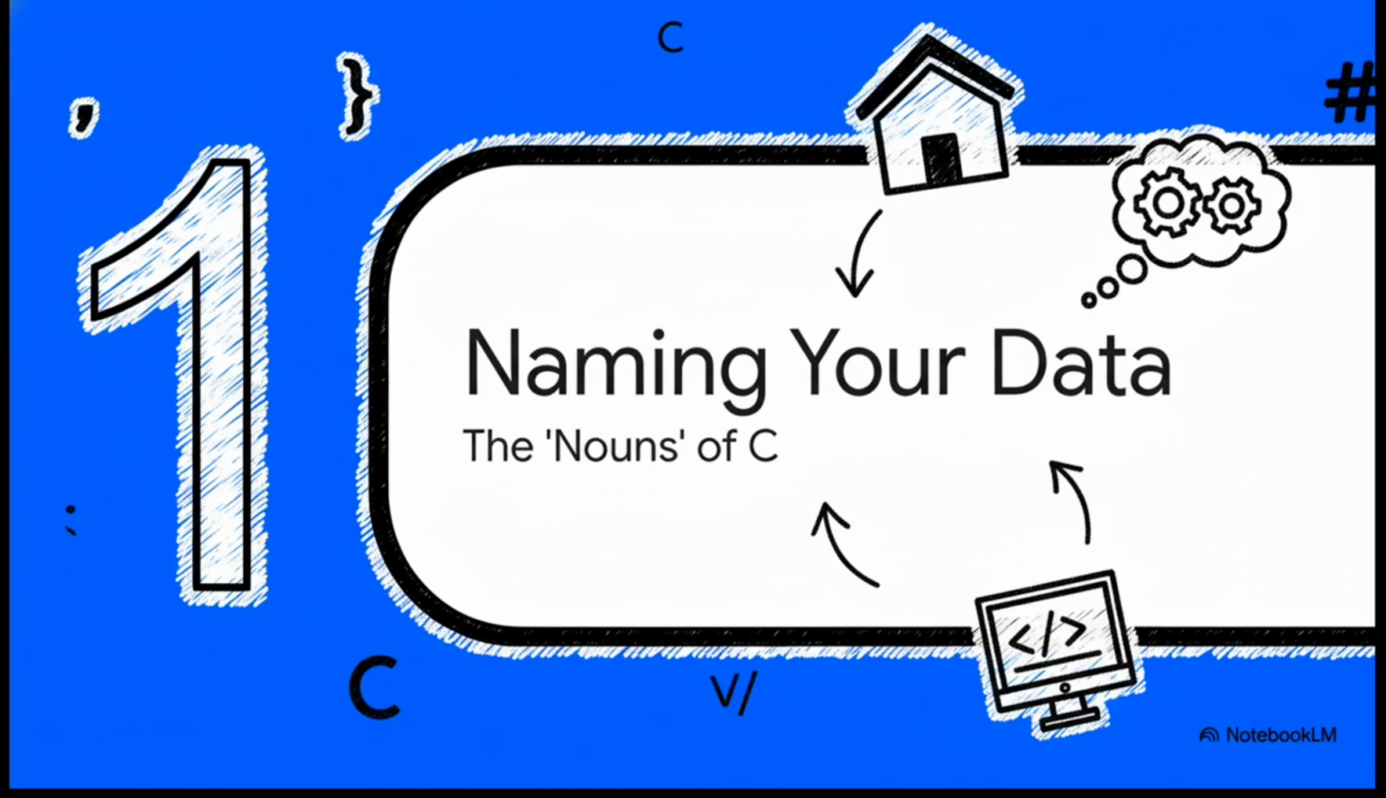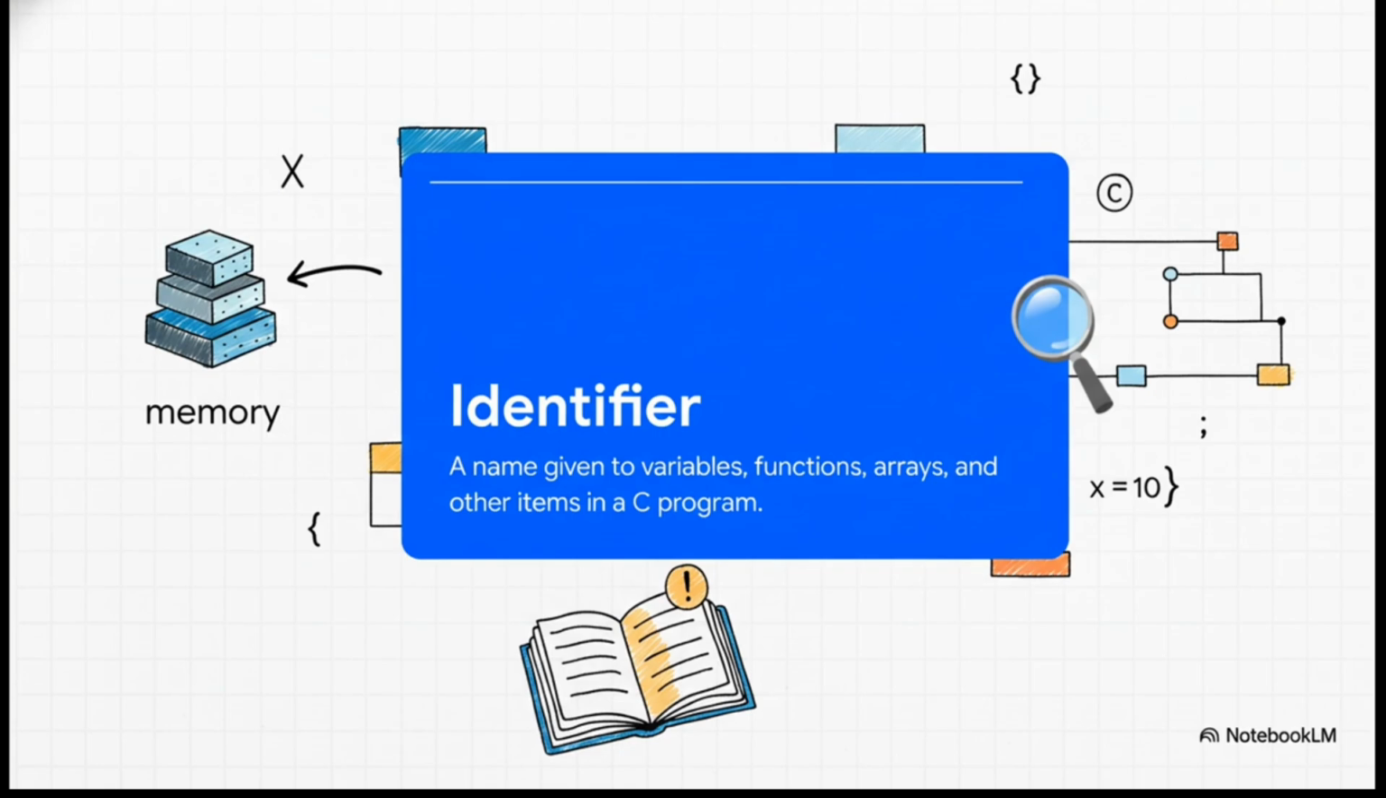Okay, first up, every single language needs nouns. Words to name people, places, things. In C, we call these things identifiers. They're basically the labels for everything you create. Think of an identifier as a label you slap on a box inside your program's memory. This name lets you find that exact box later on.